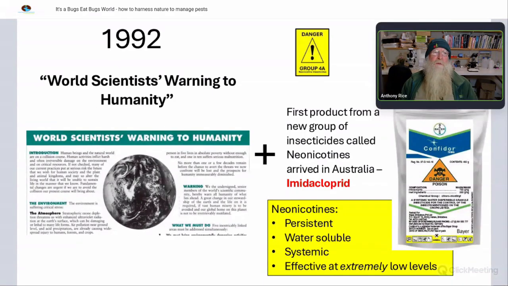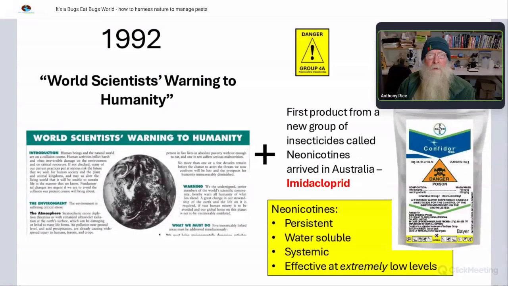We jump forward to 1992, and a couple of important things in this story happened then. So the world's scientists released a manifesto called World Scientists' Warning to Humanity, and this document highlighted things like climate change as a dangerous process, overpopulation, resource depletion. That sort of thing became pretty controversial in those times. And this was a warning to humanity to start looking ahead and dealing with some of these issues.